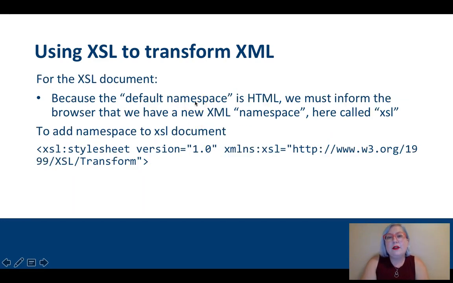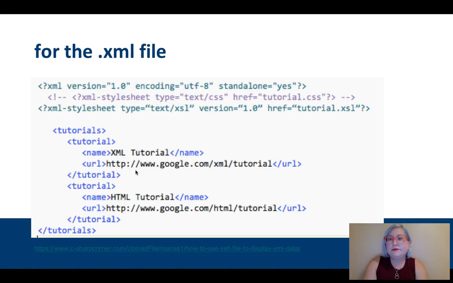When we use XSL to transform XML, we also have to have our XSLT file extension document, right? And one thing to note is that sort of the default namespace is HTML, but to address that, we need to tell the browser, hey, we're using a different XML namespace here, it's called XSL. And so you can see right here that we've got that language included. And you would just want to include that in any XSLT document that you're creating.